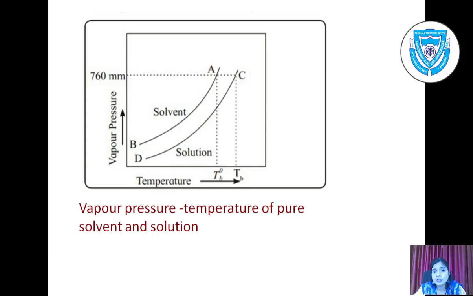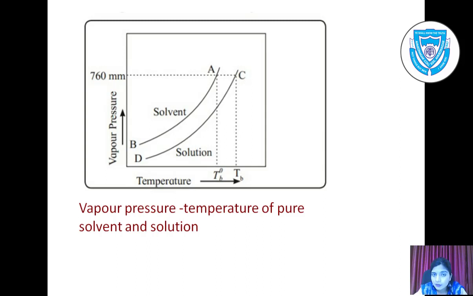So this is called elevation. Always remember, on the x-axis T naught B is less and TB lies ahead. So here you can see that there is an increase in boiling point because vapor pressure is lowered. Colligative properties are interrelated with each other.